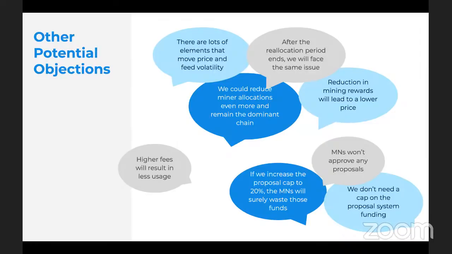User adoption matters. Marketing and communication matter. Press coverage matters. Regulatory changes matter. The decisions of exchanges on whether or not to support a coin matter. Delivery of new technology and innovations matter. There are many, many things that affect price, and I'm not trying to say that this is the sole contributor. We have to continue to do all of those other things, and address legal challenges and all of the things that matter for our long-term success.